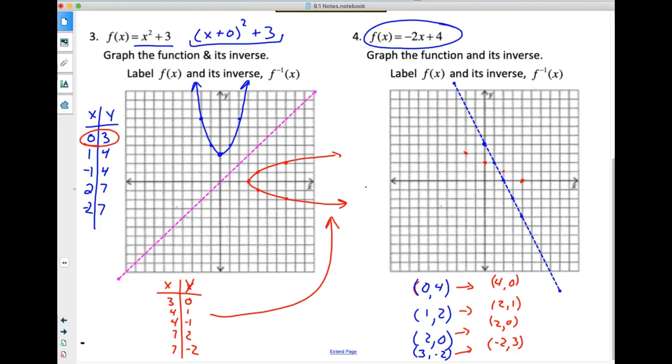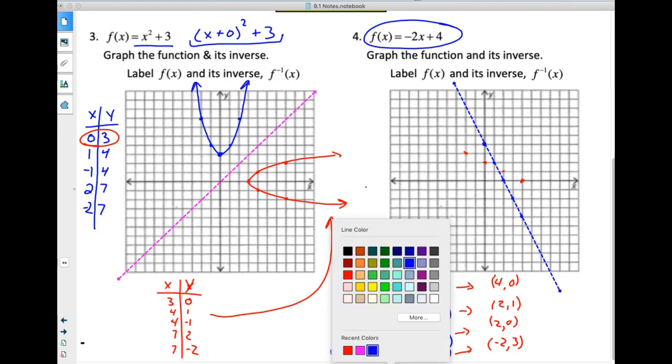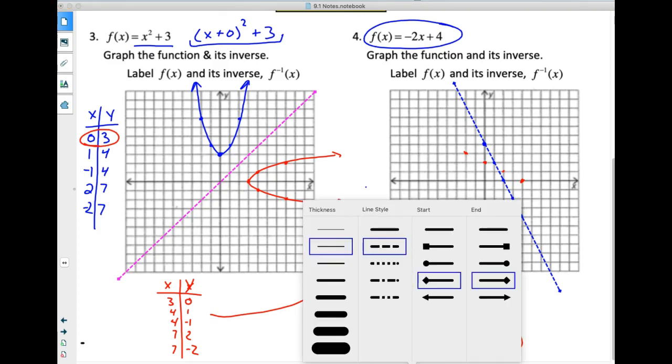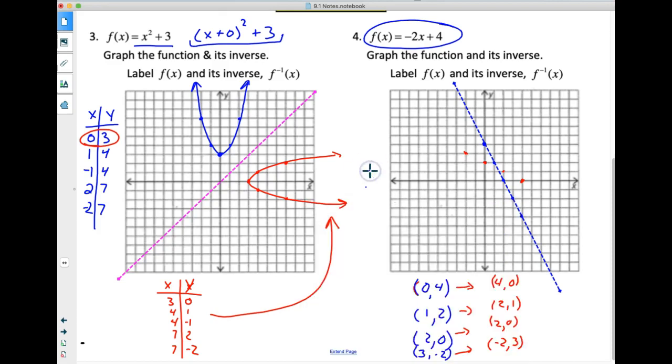And I can see those are lining up in a line, which they should. And I'm going to go here, and I'm going to go here. I'll just leave it dashed and be happy with it. And this line is also there. So the red one is the inverse of the blue one.